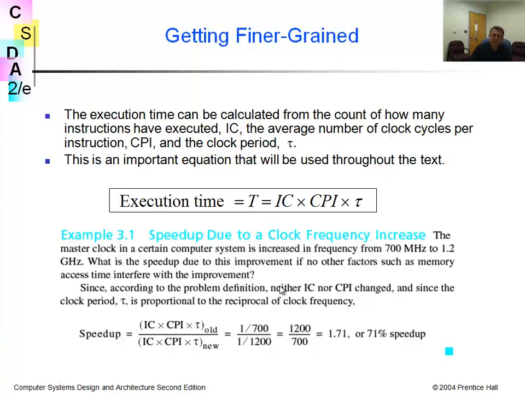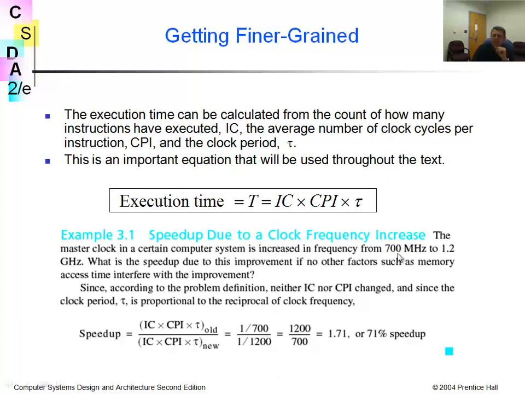How about the execution time? Execution time is always equal to the number of instructions, times the clock cycles per instruction, times the clock period, tau. Okay? And here goes the example.